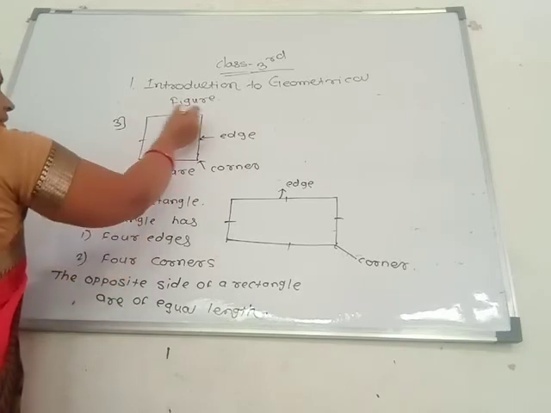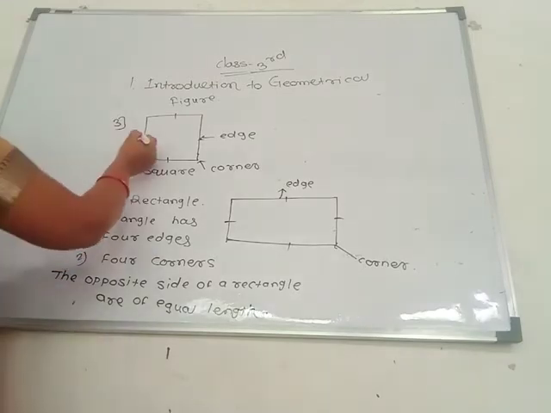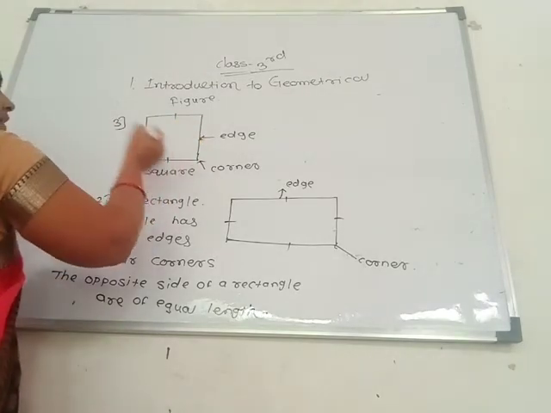And how many corners here? 4 corners. A square has 4 edges and 4 corners. But in a square, all the sides of a square are of equal length. See, all the sides here are the same.